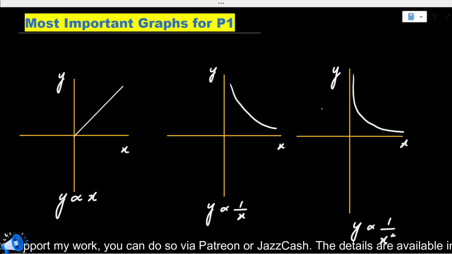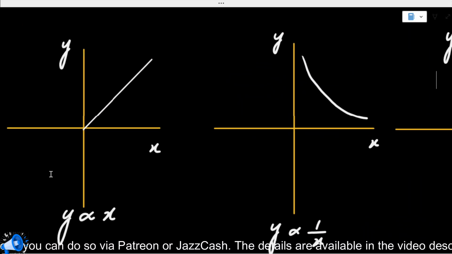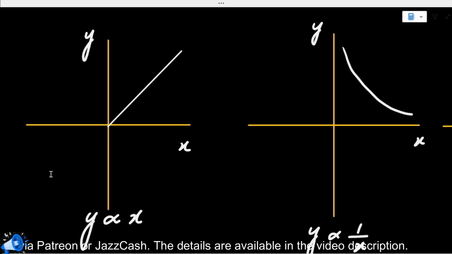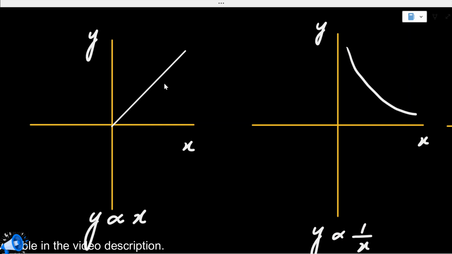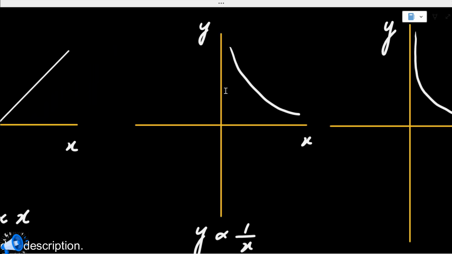So the first one that you can see is y is directly proportional to x. The shape of the graph would be a straight line. It would be passing through the origin. It's a straight line. It has uniform gradient.